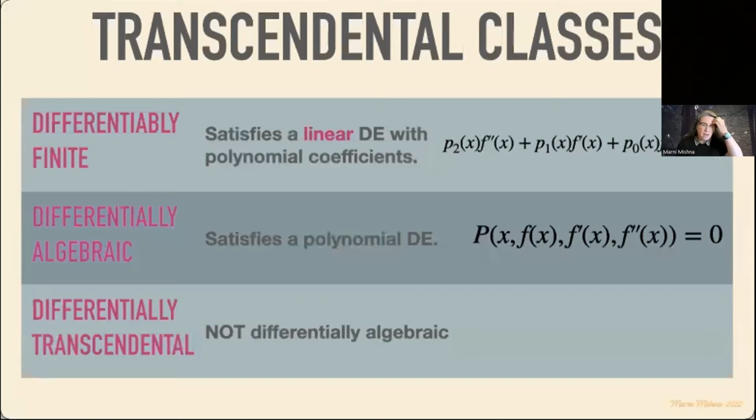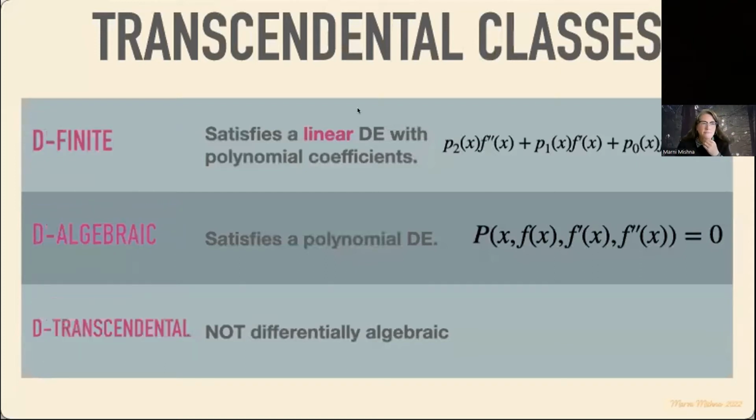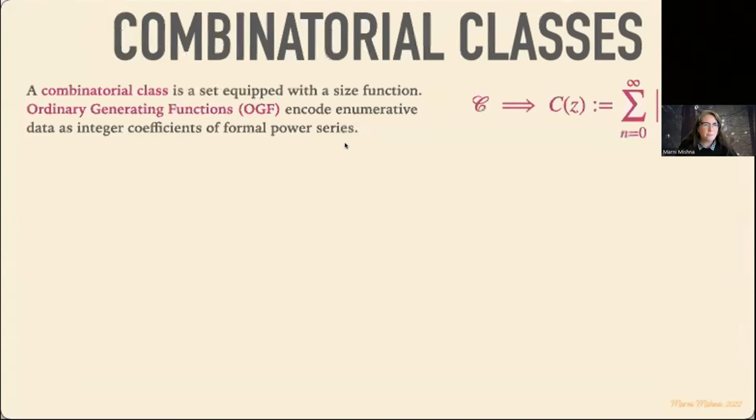Okay, so we typically take out the differentially, and if you notice closely, one of them is differentiably and one of them is differentially. So let's just simplify it and call them D. So we have D-finite, D-algebraic, and D-transcendental. Okay. All right. So now let's take a look at the combinatorics.